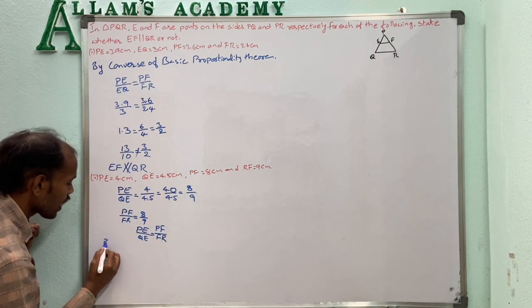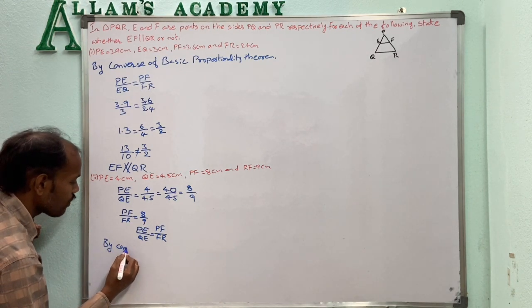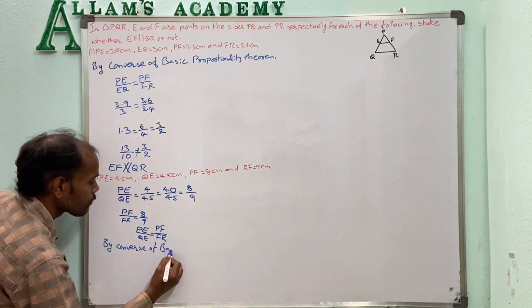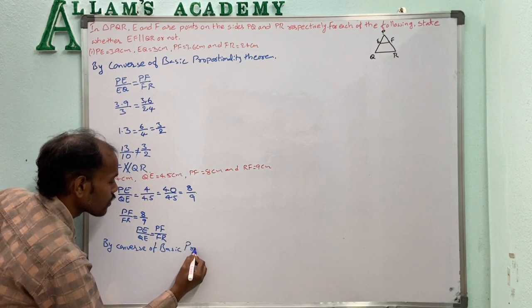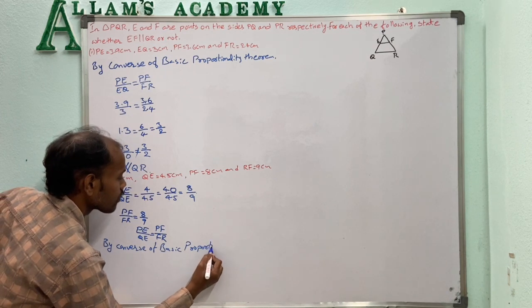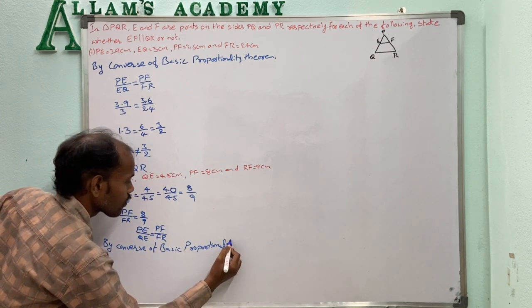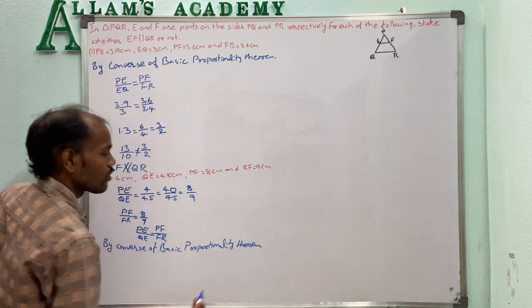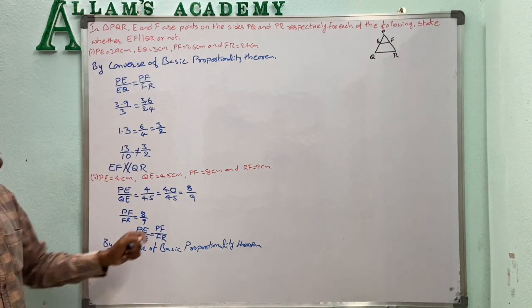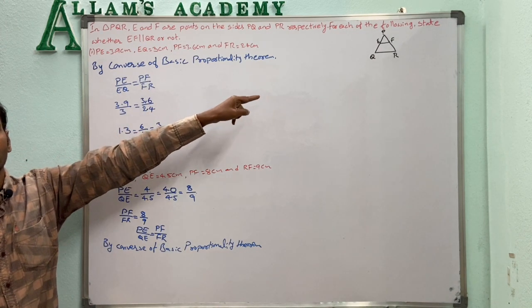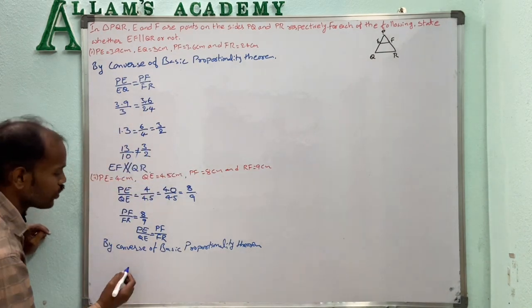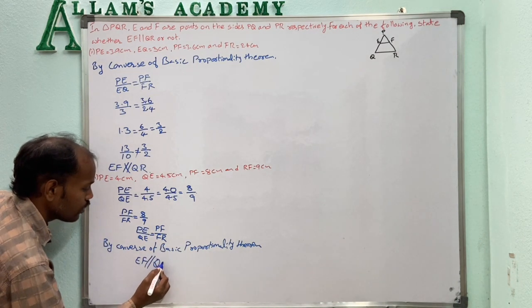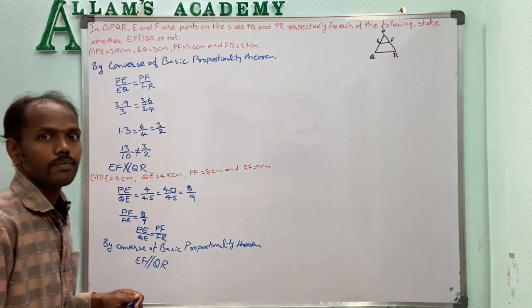So now we can conclude that by the converse of the basic proportionality theorem, the side EF is parallel to QR. Side EF is parallel to QR.